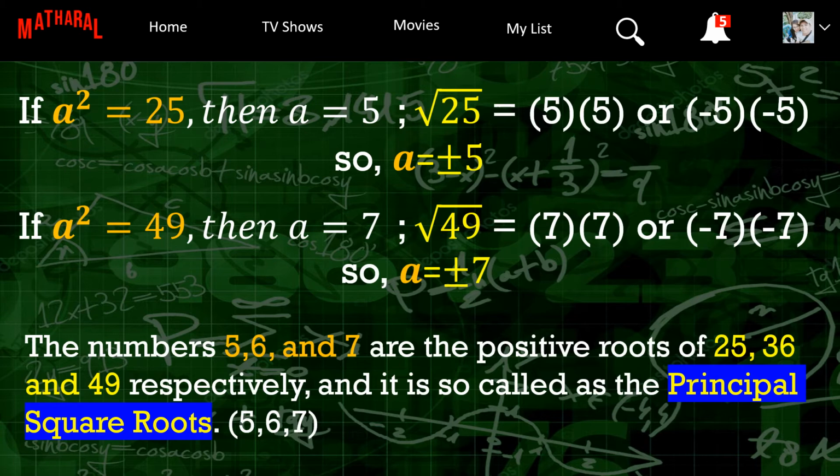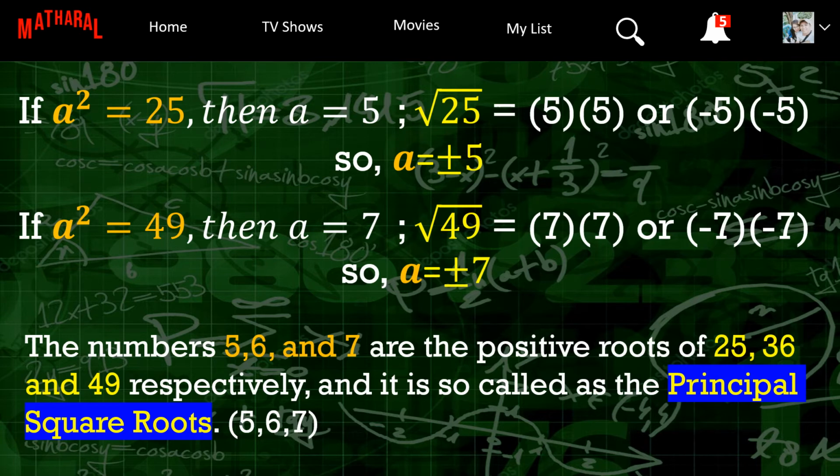So, as you can see here, pareho naman talaga ng product yung dalawang yan, so that a is equal to positive and negative 5. Because, sabi nga, 25 is a perfect square of 5, and 5 and negative 5 are the roots of the square root of 25. Yung kaninang binasa po ni Sir ay ganun lang din po.